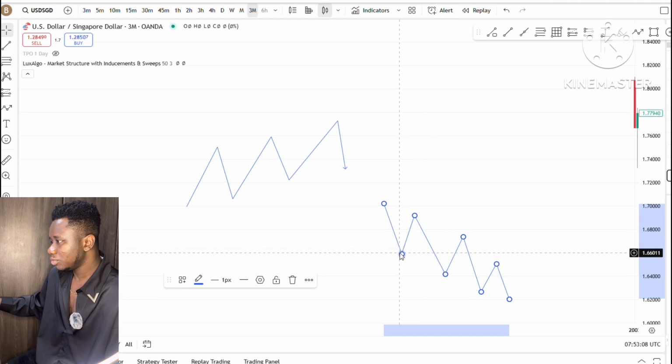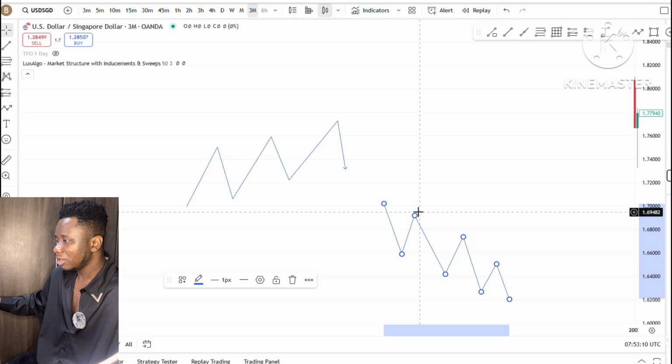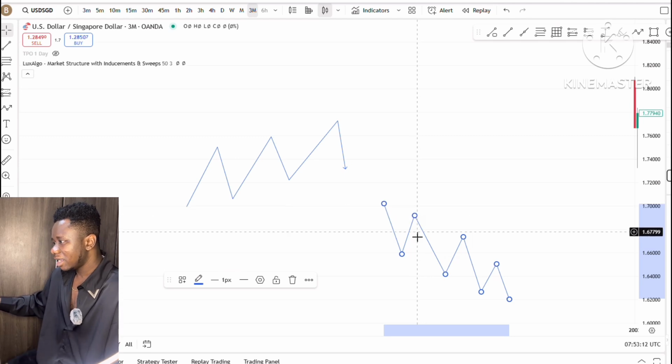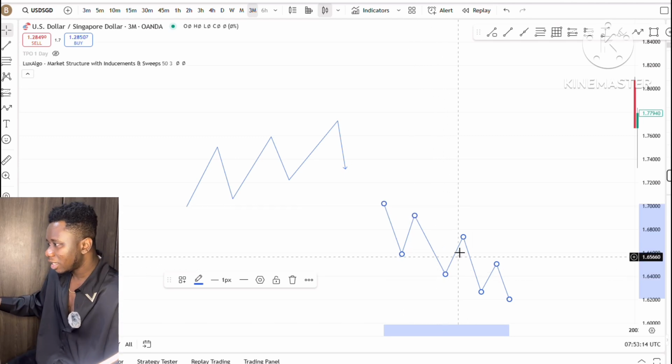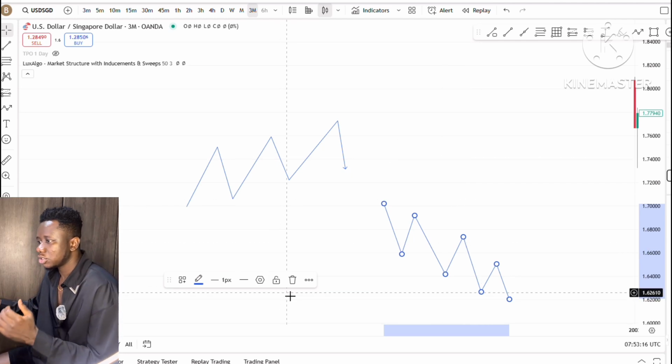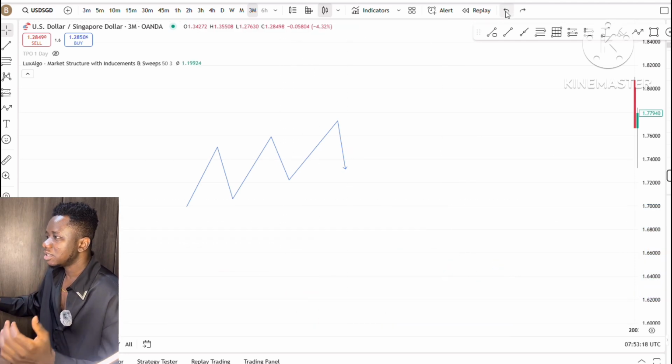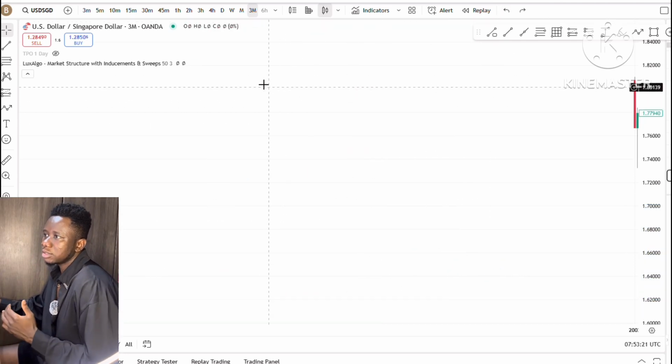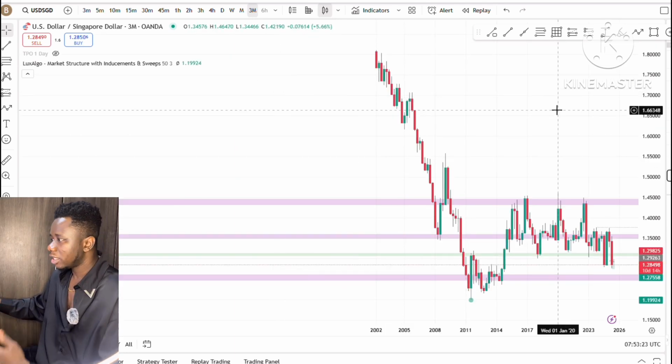There's a move, a reversal, and then another move that breaks structure, and then it reverses again and breaks structure. Whenever I come to the market, this is what I'm looking for. So let's get into it.